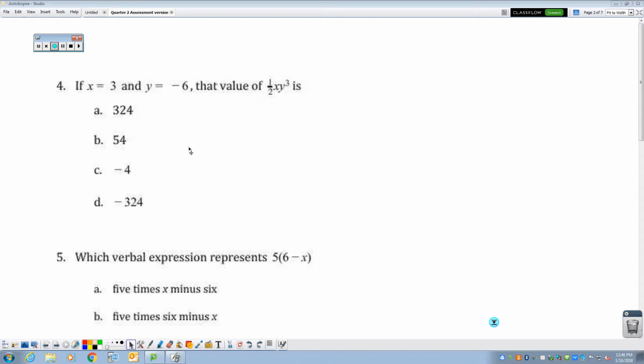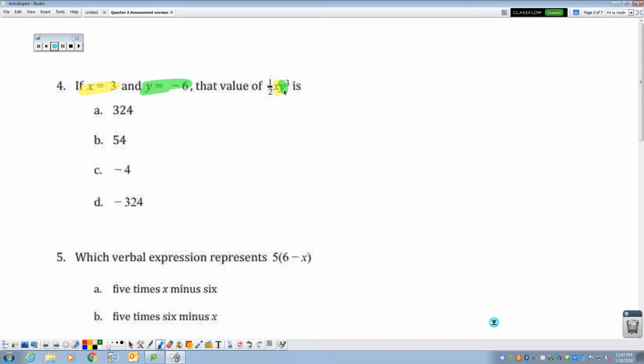Take a look at the second page. If x equals 3 and y equals -6, the value of 1/2 x y to the third is. So this is a question where we're substituting. And we have to substitute 3 for x and -6 for y.